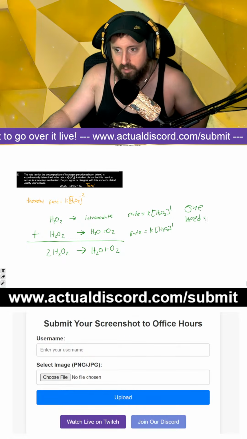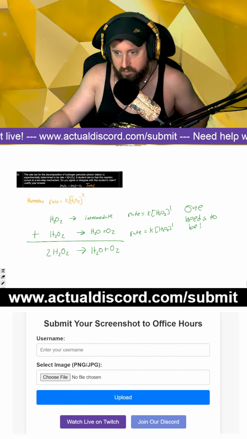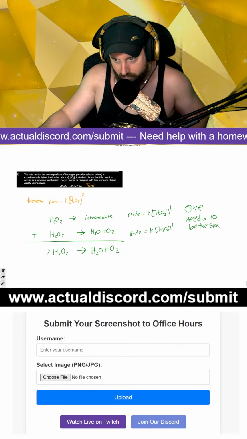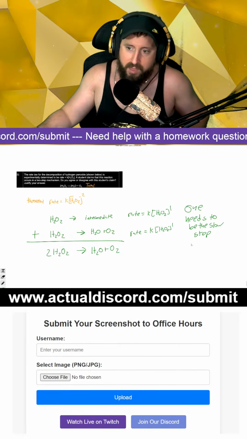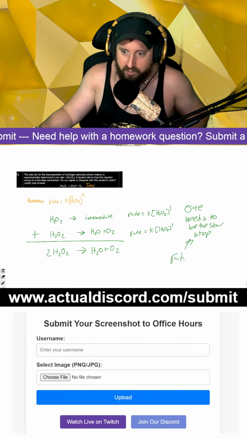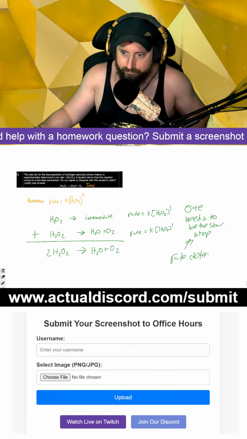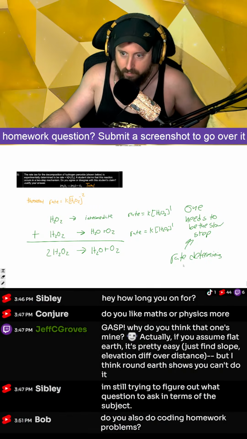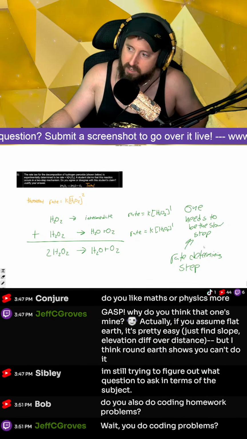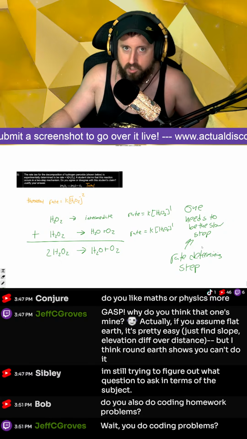So one needs to be the slow step, because then the slow step is the rate determining step. It's kind of like the weakest link in a chain is what determines the strength of the chain.